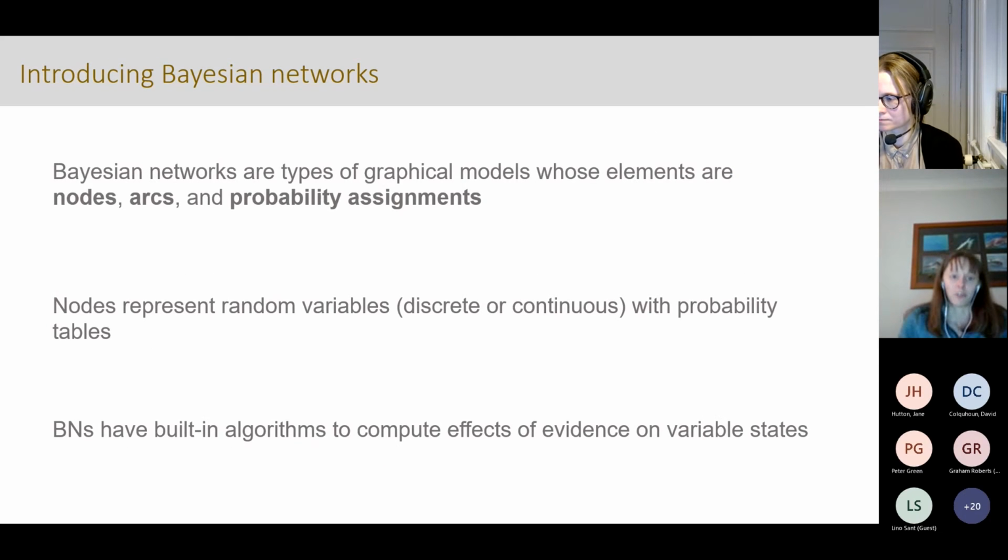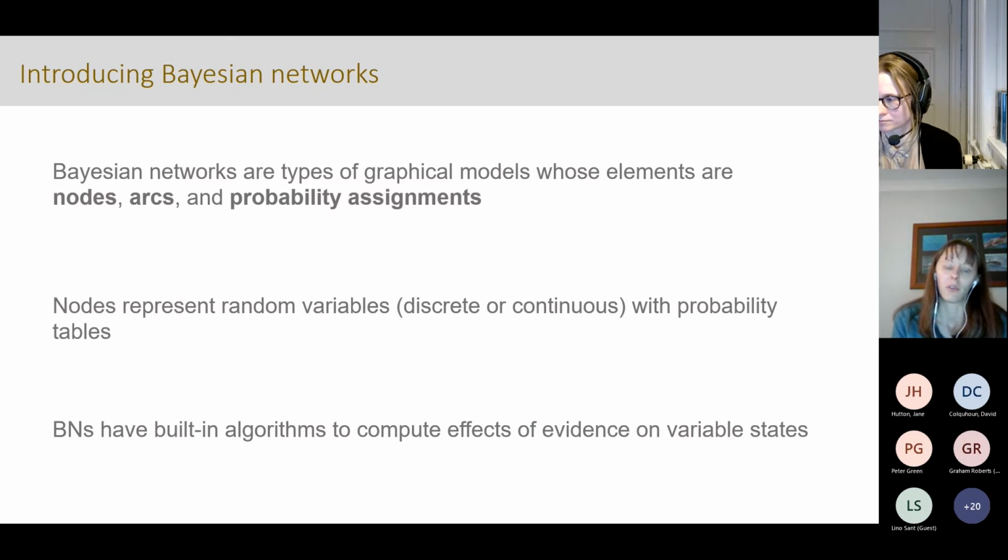So Bayesian networks have got lots of different types of nodes and arcs in them, depending on the complexity of the system you're trying to show. And they've got probability assignments for each of the nodes. The nodes represent random variables in a system, and they can be either discrete or continuous, although it's much easier to deal with discrete variables. In the talk that I'm going to talk about today, I'm going to only talk about discrete variables and ignore continuous variables, but they can be used.